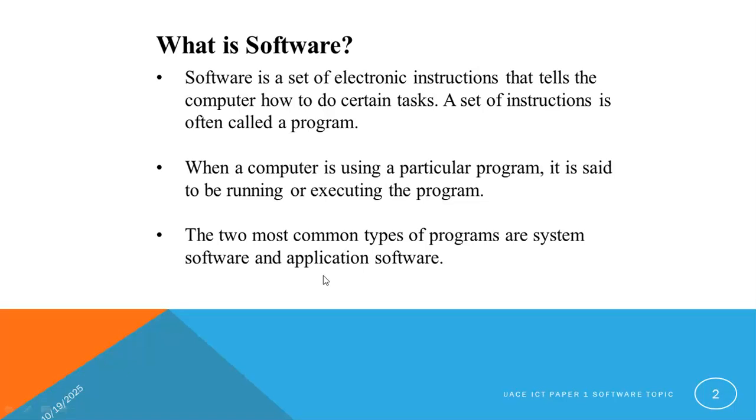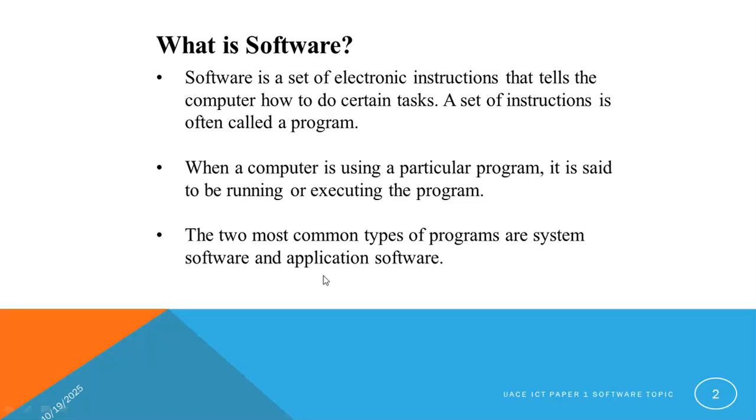By software we say this is a set of instructions that tells the computer how to do certain tasks. And we normally call this set of instructions a program. Meanwhile, when a particular program is running, we say the computer is executing a program. For example, if you are playing music, we say the computer is executing a music program. In certain cases, you can call it a music player.